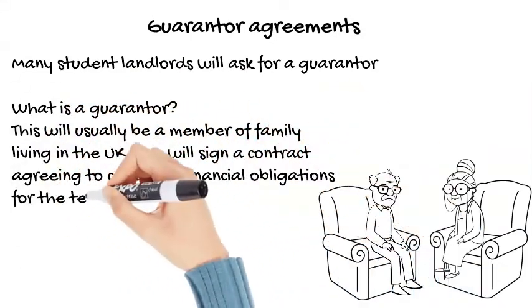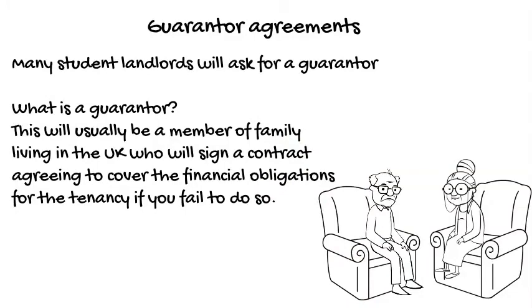So what is a guarantor? This will usually be a member of your family living in the UK who will sign a contract. This binds them to cover any and all financial obligations for the tenancy if the tenant becomes unable to pay rent. Make sure you check in your contract who your guarantor covers. Sometimes they're expected to cover the rent of all tenants, so your guarantor may be responsible for your housemate's rent if you have any.